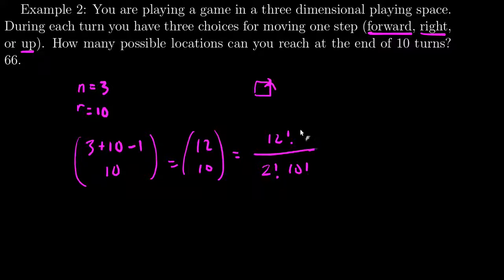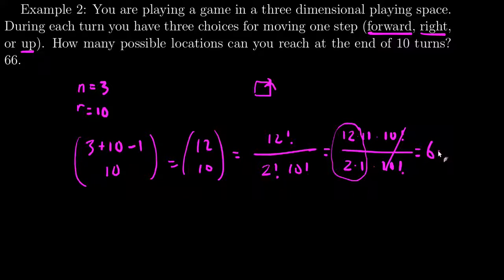In here, the 10 is the bigger of the two lower numbers, and 12 is 2 bigger than that. So this will be 12 times 11 times 10 factorial, and the 10 factorial in the numerator and denominator cancel. I'm left with 12 times 11 divided by 2 times 1. I would reduce this down, 12 divided by 2 is 6. So I have 6 times 11, which is, of course, 66. Just like that.